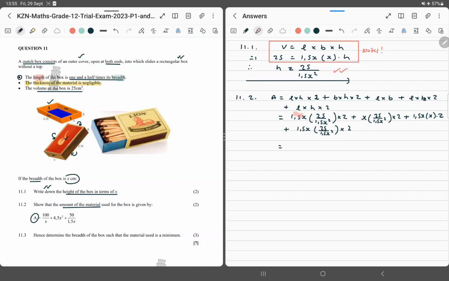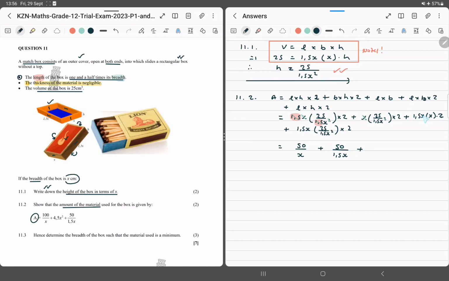So what we see here is that this will undo that. Nice and easy. And then this will be undone by that. So what do we have left there? This is 25 times 2. This is 50 over x. Plus, we see that again, this will undo that. So this is going to be 25 times 2. This is essentially 50 over 1,5x. All right.